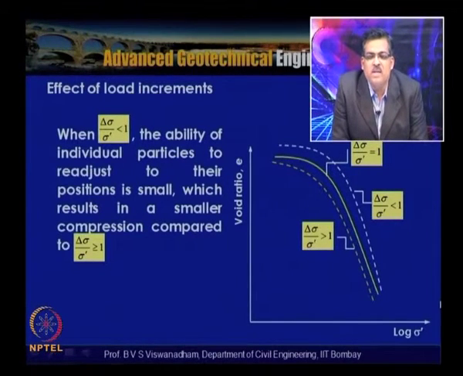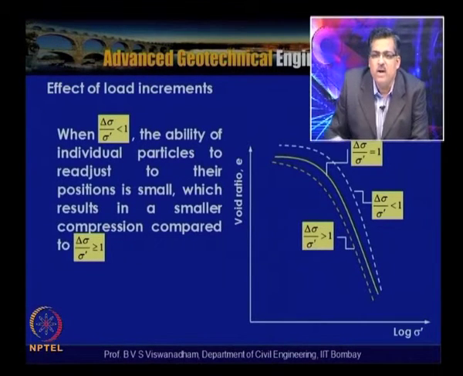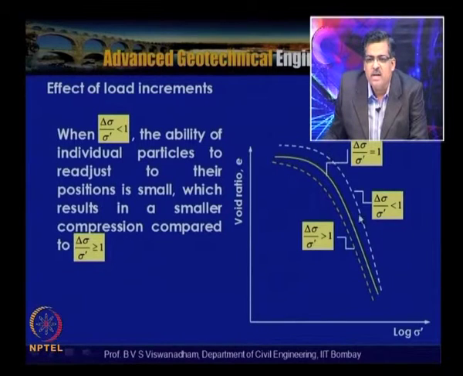So, when delta sigma by sigma dash is less than 1, the ability of individual soil particles to readjust to their positions is small, which results in a smaller compression compared to delta sigma by sigma dash greater than or equal to 1. So, what we are trying to conclude from this slide is that this is the reason we have a distinct difference when there is variation of delta sigma by sigma dash.